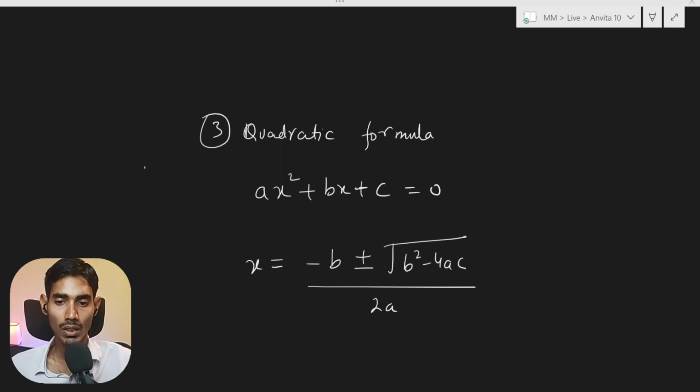Yeah. So we have two signs, plus minus, right? Plus minus is there. One answer would be minus b plus the root thing divided by 2a, and the second would be minus b minus root of b square minus 4ac, by 2a. Now you probably have noted this, and we'll do a question.